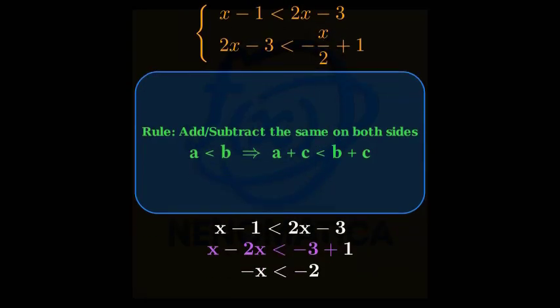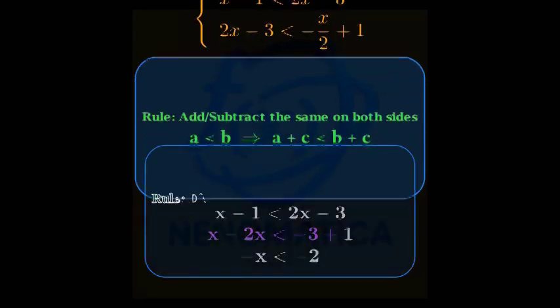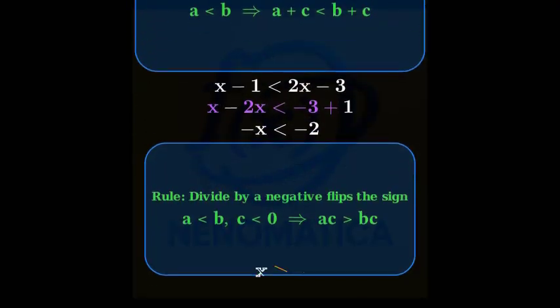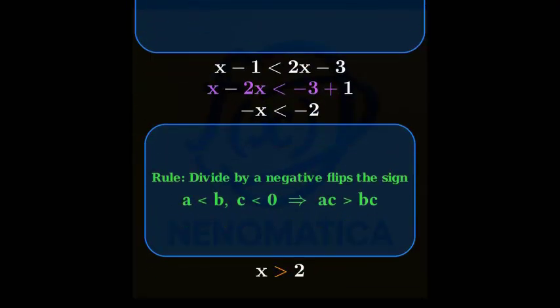Simplify to negative x is less than -2. Divide both sides by -1, and remember to flip the inequality. This gives x greater than 2. Step 2. Solve the second inequality.